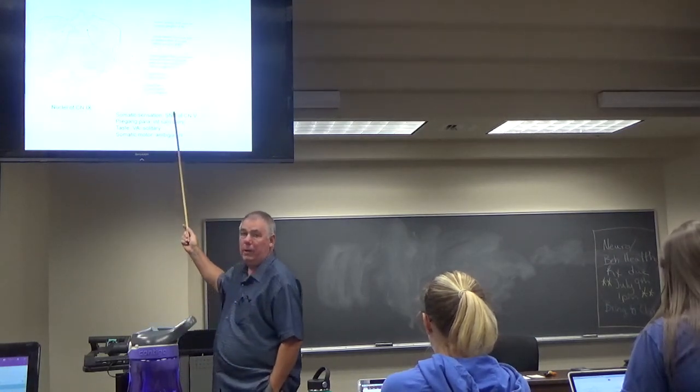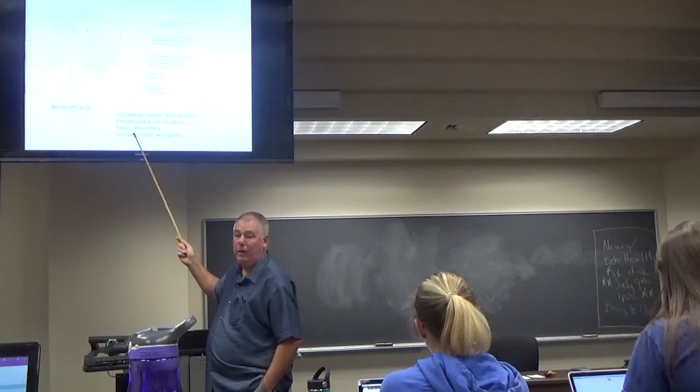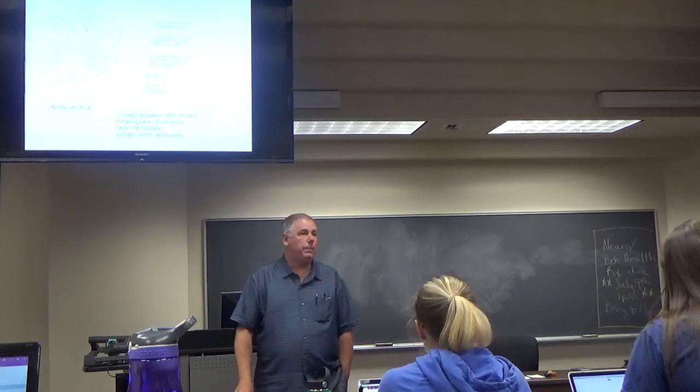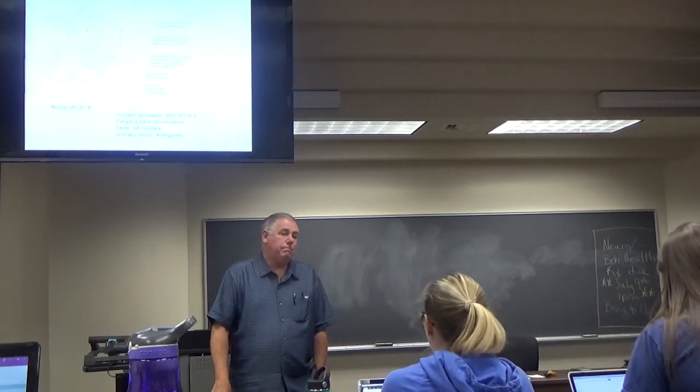Spinal trigeminal nucleus of 5, solitary, ambiguous. All the rest of them are the same. Okay?